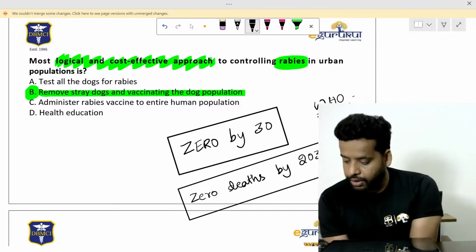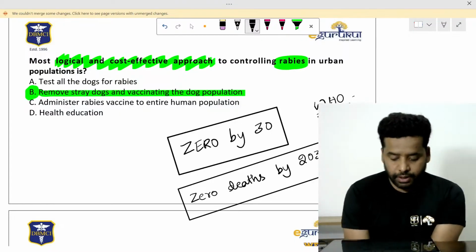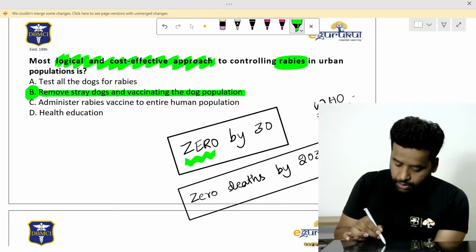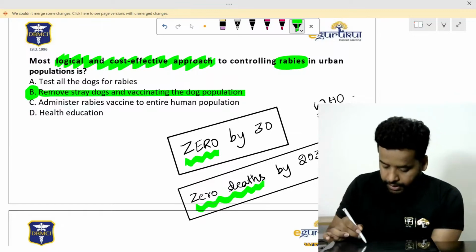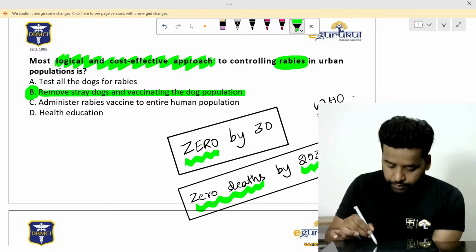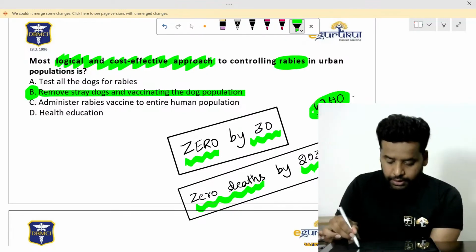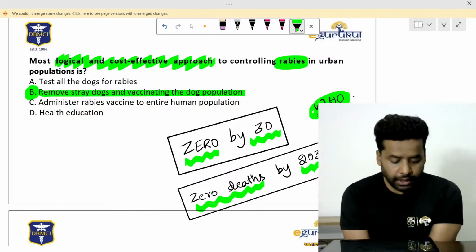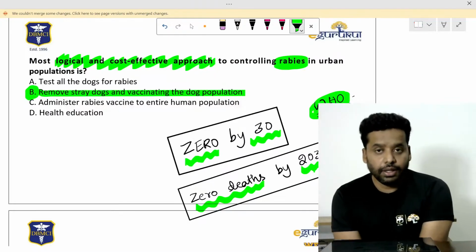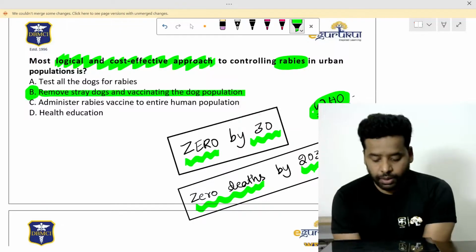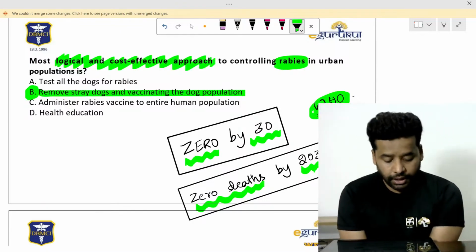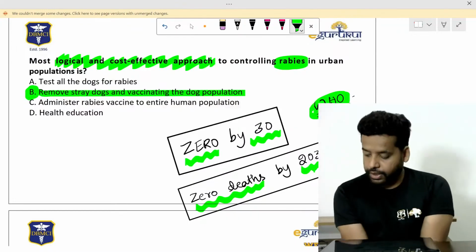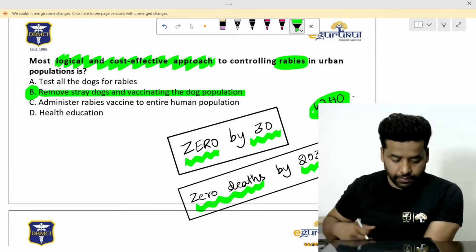They want to achieve 0 mortality for rabies by which year? 0 by 30. It is 0 mortality, 0 deaths by the year 2030. This is the WHO initiative. So what is the best way of eliminating rabies, especially controlling urban rabies? If they mention questions like that, then your answer should be: remove the stray dogs and mass vaccination of the dog population.